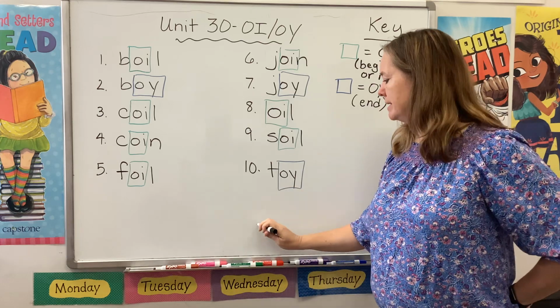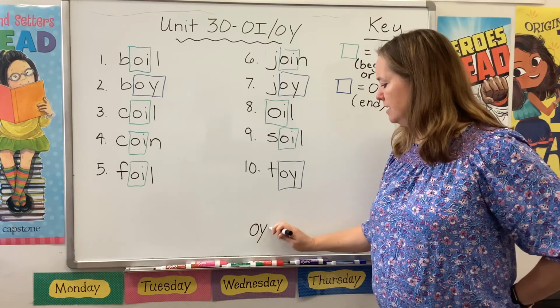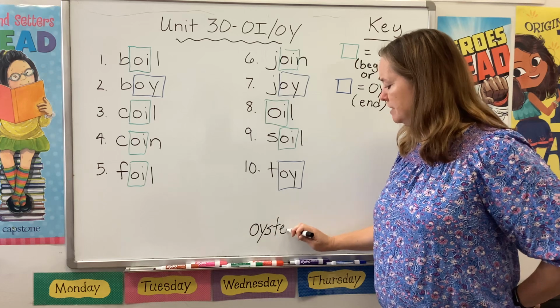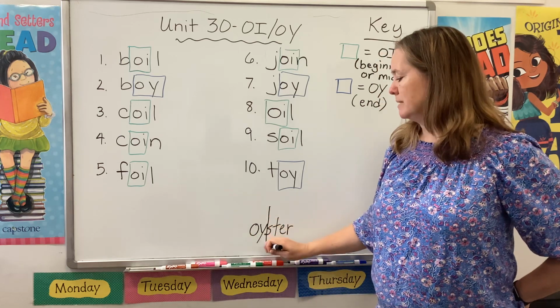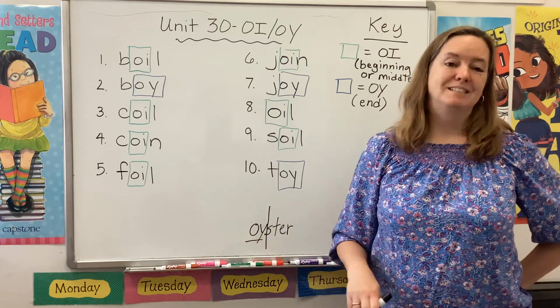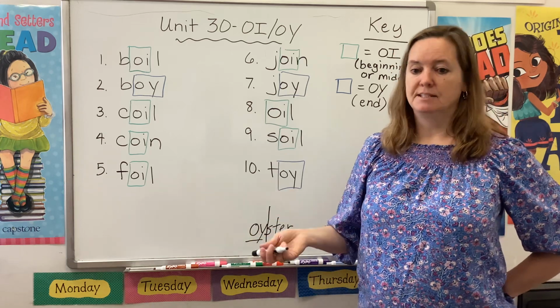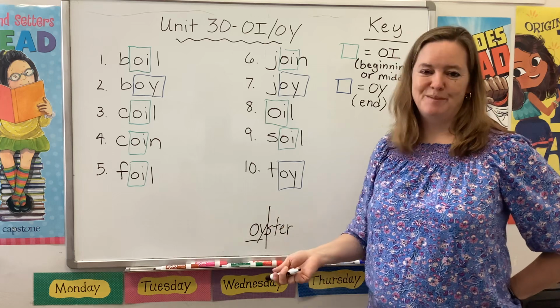There is an example. The word is oyster. An oyster is a type of sea creature that does use OY at the beginning of a word, but notice it's also at the end of the syllable, oyster.